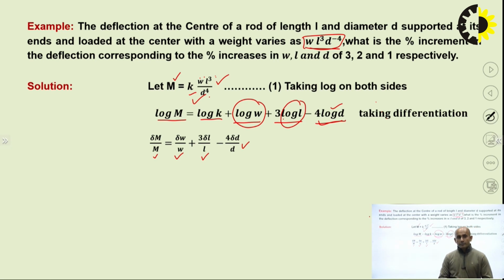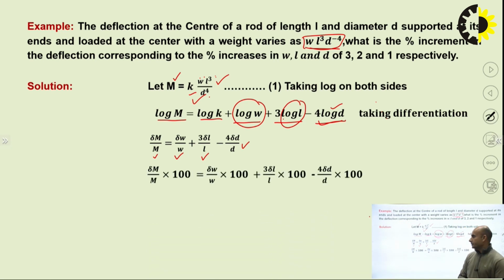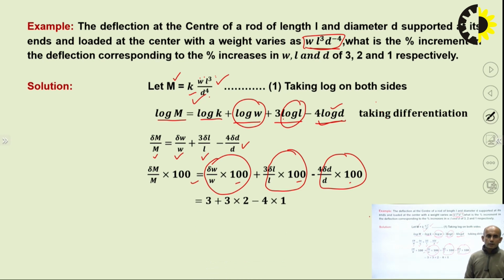Since we have to find percentage error, we multiply by 100 here. So after multiplication we get this expression. And also we have percentage errors in W, L and D, and these terms are 3%, 2%, and 1%. So put these values here, we get 3%, and we have 3 times 2% and minus 4 times 1. So finally we have 3 plus 6 minus 4, or we have 5%.